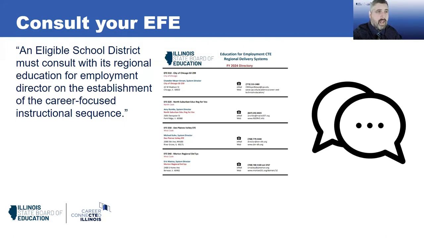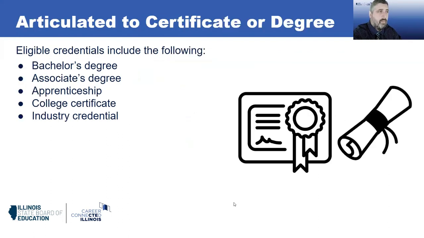And you'll notice that we have the regional delivery system directory here, and there's a link to that as well if you need that. Understanding the fact that as you are developing those conversations with your EFE and post-secondary, they have to be articulated to a certain degree or certificate. Whether that's a bachelor's degree, an associate's degree, apprenticeship, a college certificate, or an industry credential, it has to articulate to one of those. So keep that component in mind.